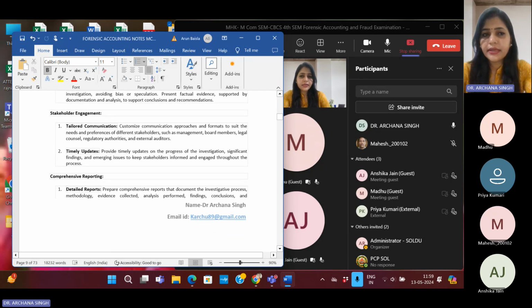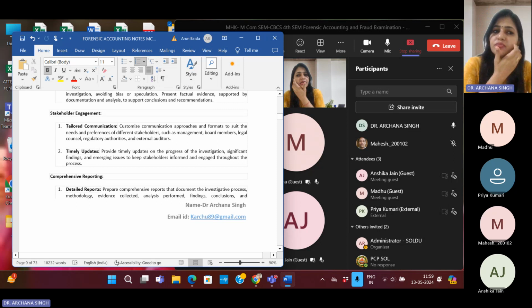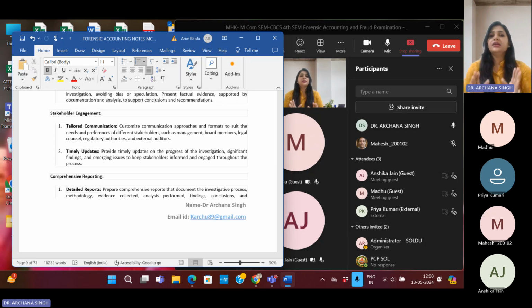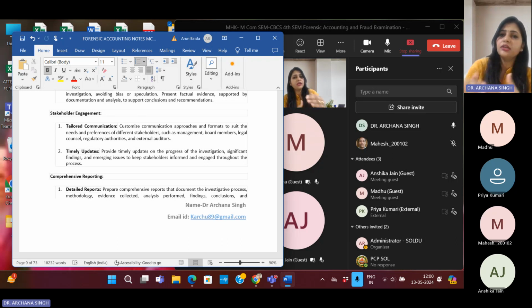Second was stakeholder engagement. Stakeholder engagement includes tailored communication and timely updates. It means customizing the communication approaches and formats to suit the needs and preferences of different stakeholders, such as your management, board of directors, legal counsels, regulatory authorities, and external auditors. So they had to customize the communication in a format that is suitable to these various stakeholders according to their needs and their preferences.